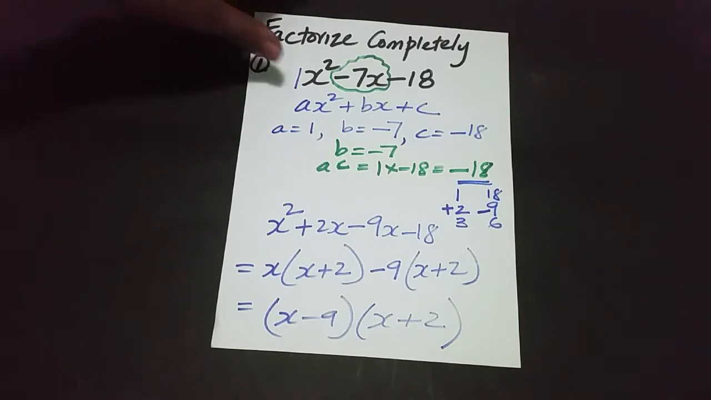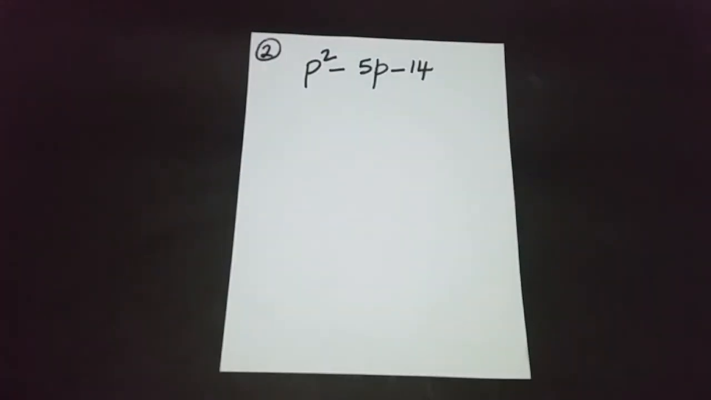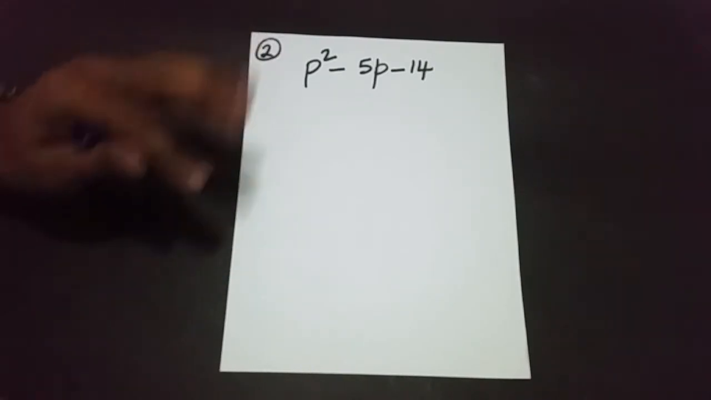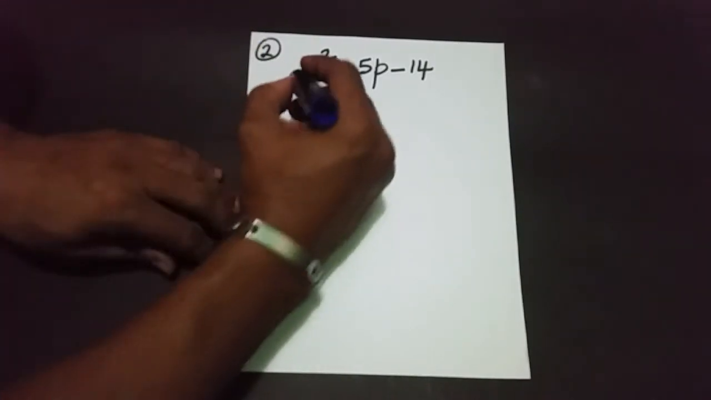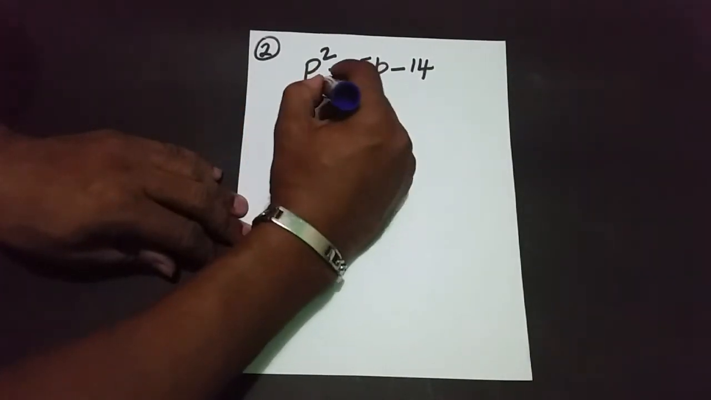All right. So let's move on to the second question. And the second question is this. All right. Very, very simple as well. So the only difference is now they don't have x's involved, it's p, but the process is the same. So you're going to check first to see if it is in this form.